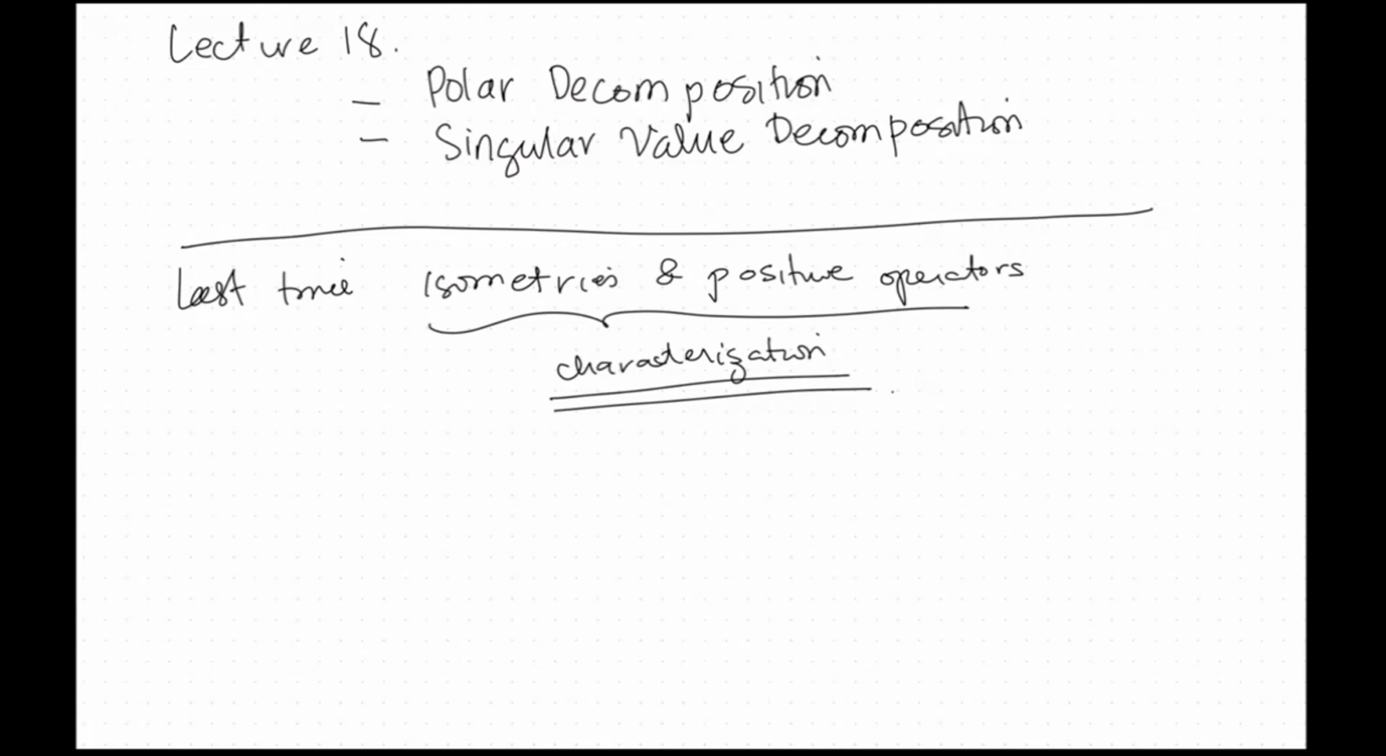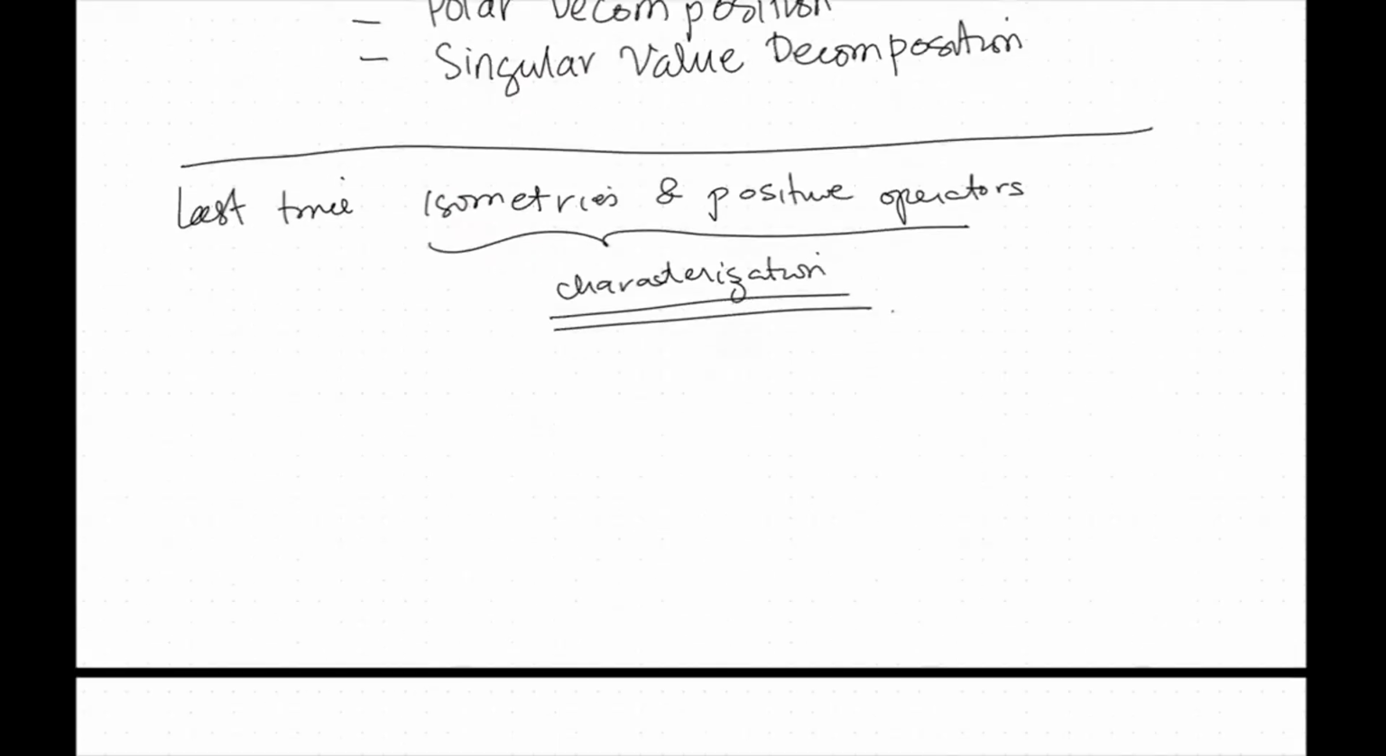Last time we covered isometries and positive operators, and then we provided some characterization of these operators. Today we will explore first the polar decomposition, and then we will relate isometries and positive operators. We will use the concept of isometries and positive operators here. Let's begin with polar decomposition.